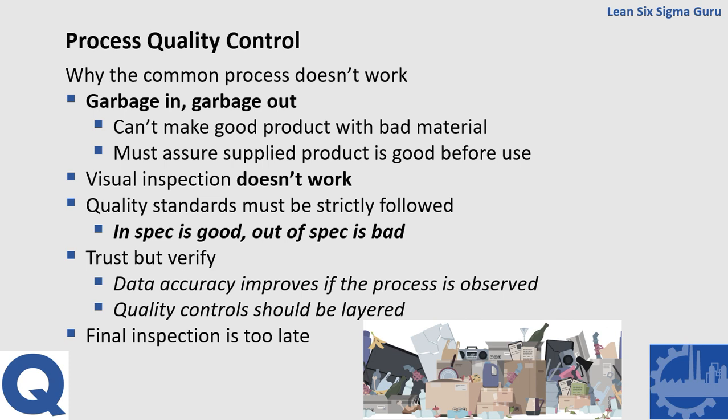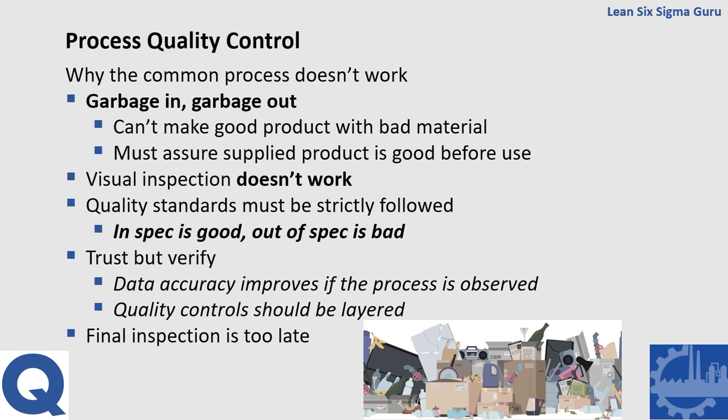Visual inspection doesn't work. It's really ineffective, especially with a lack of standards. We might want to have a specific component we put through a specific test. We might want to do some specific evaluations, but just gazing and looking at parts is not a very effective method. More things are damaged than are found. More false rejects are created than real rejects are detected. Quality standards must be strictly followed.